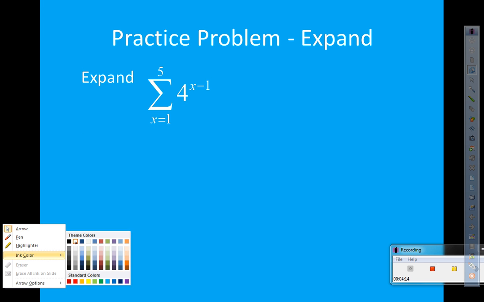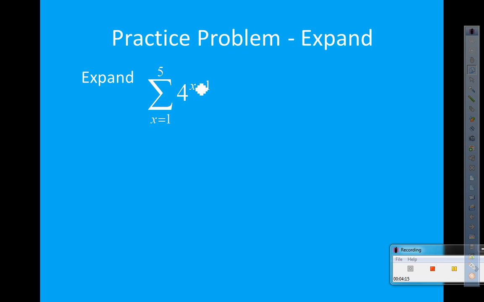Here's my next one. 4 to the x minus 1. So you're going to use the numbers 1, 2, 3, 4, 5. But here's how you're going to handle this. Write it out and then grab your calculator. If you go 4 caret 1 minus 1, your calculator is going to tell you that answer is 3, and that's a wrong answer for us.